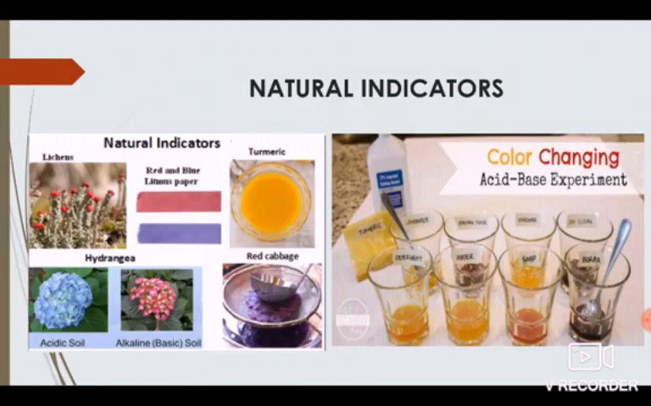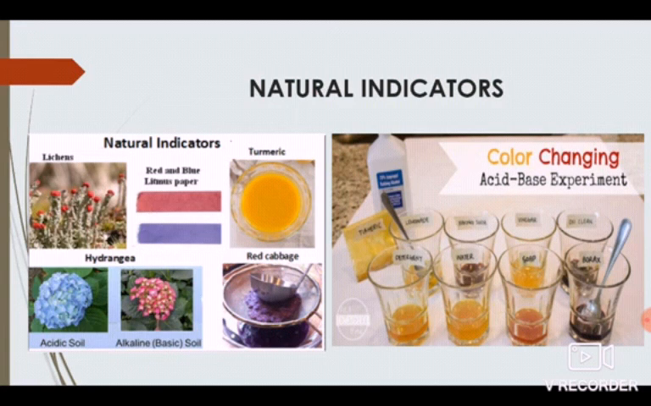The next picture shows you some natural indicators. See the lichens over there? They are very, very tiny plants actually. A different type of plant which gives you the blue and the red litmus. Then you have your turmeric. Yeah, the same turmeric which your mother uses in the kitchen. It can also act like an indicator. You can also make an indicator from a red cabbage. And of course, a flower called hydrangea, which is a natural indicator. In acidic soils, the flowers are blue in color, whereas in a basic or an alkaline soil, the flowers are pink in color.